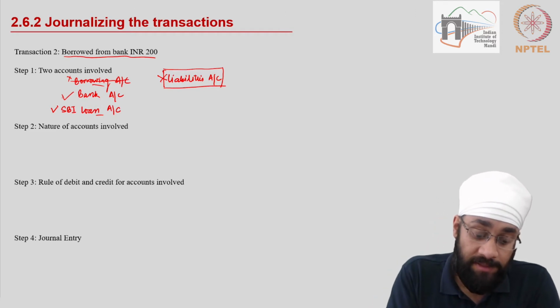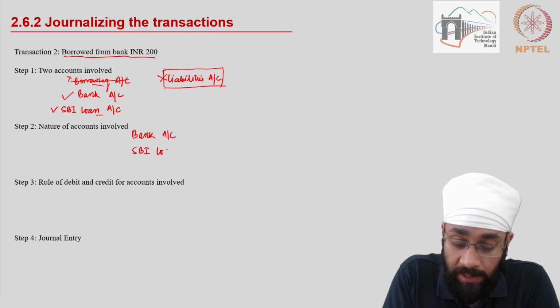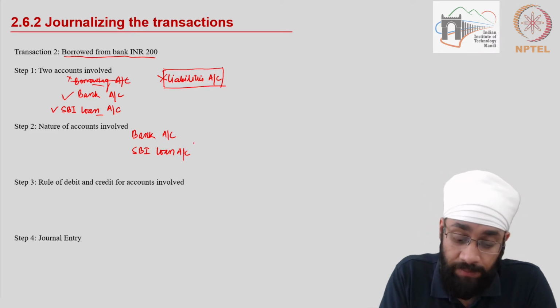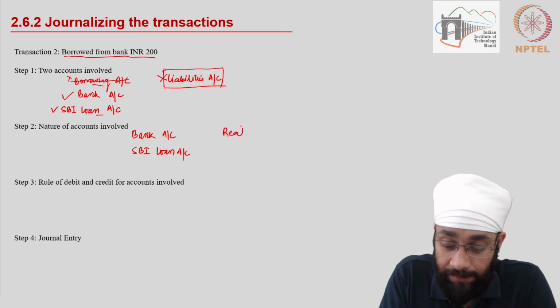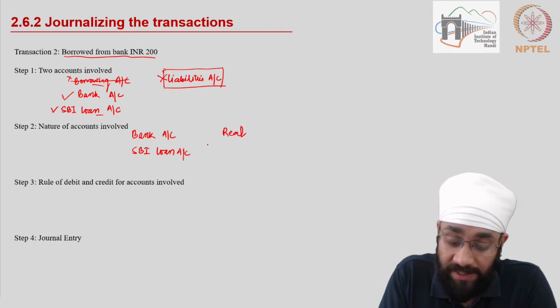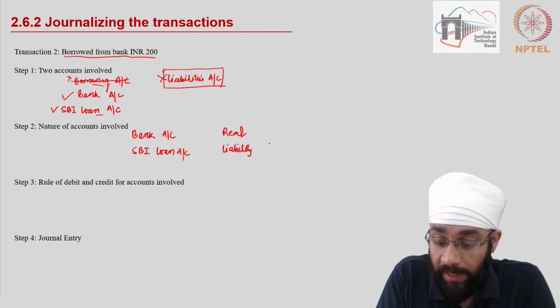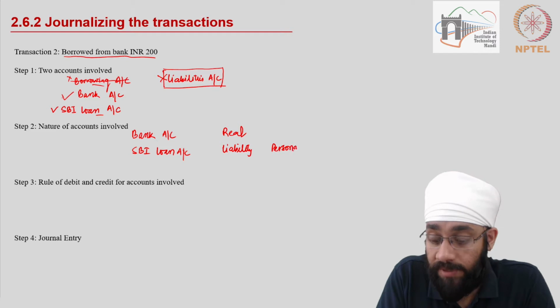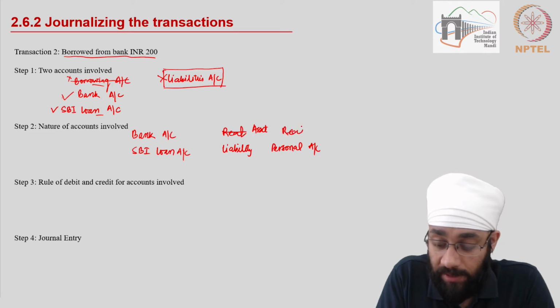The next step is the nature of accounts involved. So you have bank account, SBI loan account. The bank account, as it was in the previous journal entry as well, it's a real account. SBI loan, it's a liability. It's a liability, and hence we're going to call it a personal account. And bank here was an asset. I did not write it. Let me just write asset, and this is a real account.